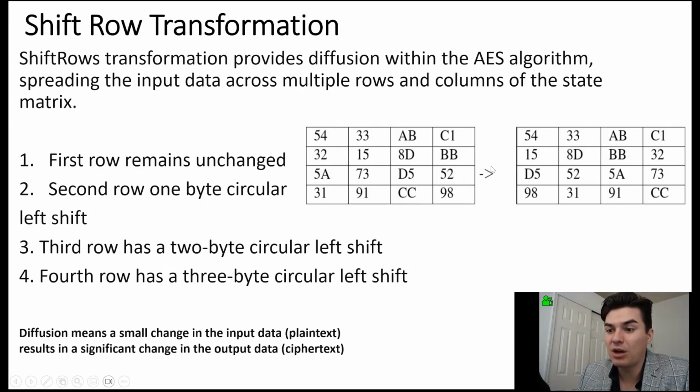Okay. The third row has a 2-byte circular left shift, so 5A is moving all the way over here, and D5 is moving over here, so it's just 2 shifts. With the fourth row, that's a 3-byte circular left shift. All right. Now, what's really important is you understand the meaning of diffusion, which is a small change in the input data creates a significant change in the output data.